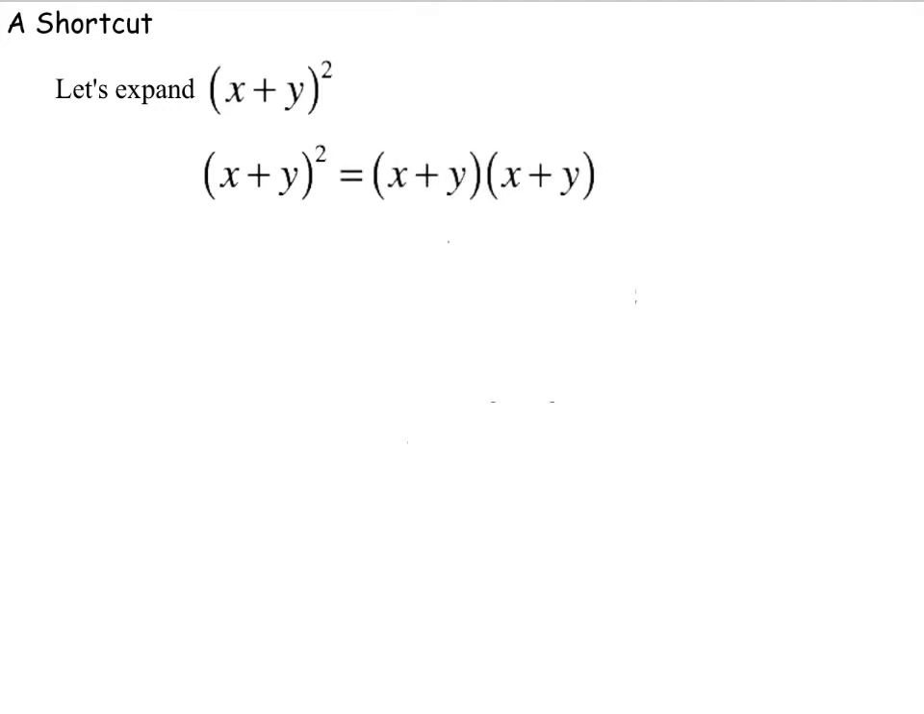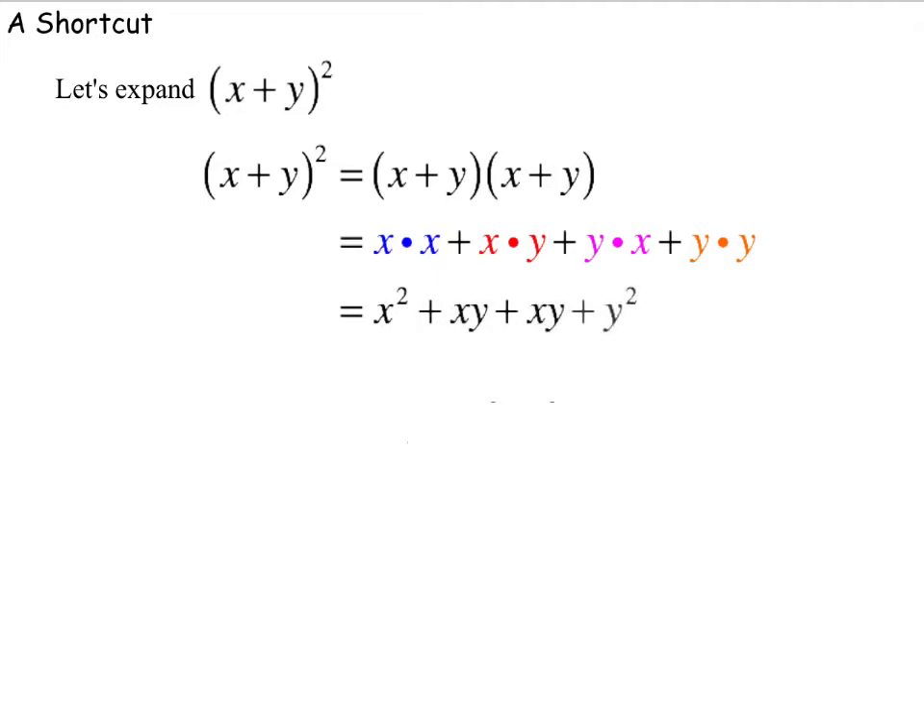There's a shortcut that can save you some time if you remember it and apply it. Let's expand x plus y quantity squared. X plus y quantity squared, which is just x plus y times x plus y, has a first factor of x times x, and then x times y, and then y times x, and then y times y, which we can combine to become x squared plus xy plus xy plus y squared, which is x squared plus 2xy plus y squared, which we could rewrite as x squared plus y squared plus 2xy.